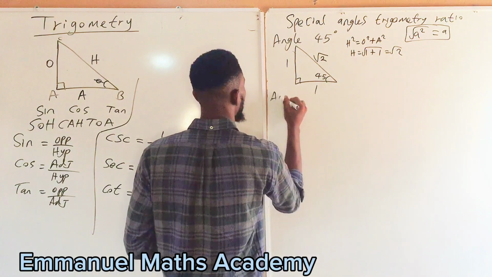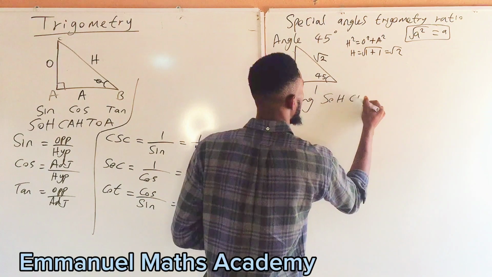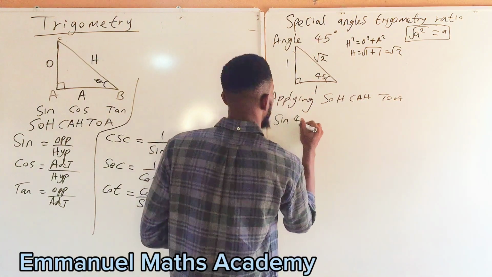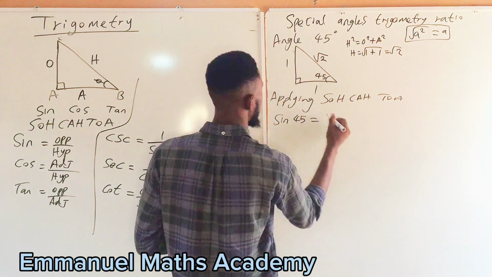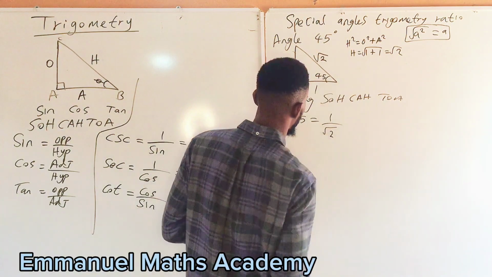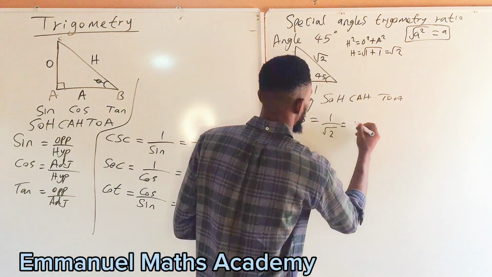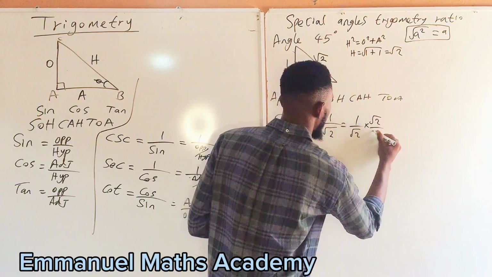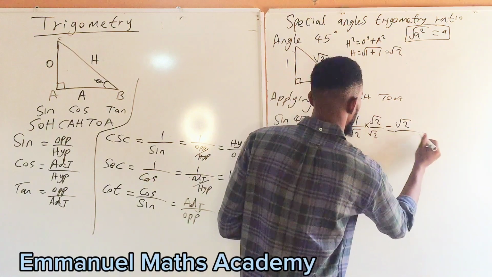Applying this acronym, so sine 45 is equal to opposite over hypotenuse. Where is the opposite? Here. Over, where's our hypotenuse? Over root 2, right? If you rationalize this, you now have what? 1 over root 2 times root 2 over root 2, which is equal to root 2 over 2.